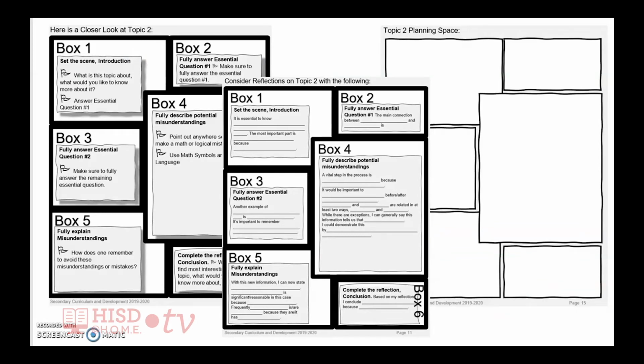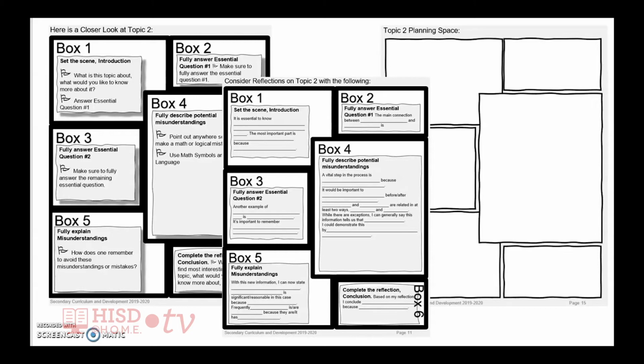Then I'm going to use all of the guidance from these pages in our guide. We're going to take a closer look at topic 2. And on that page, on page 10, you'll notice that we've listed out questions. In box 1, notice that it asks you to answer essential question number 1. And when I look at page 11, where it says consider reflections on topic 2, there's been a sentence stem provided for me so that I can answer essential question number 1.